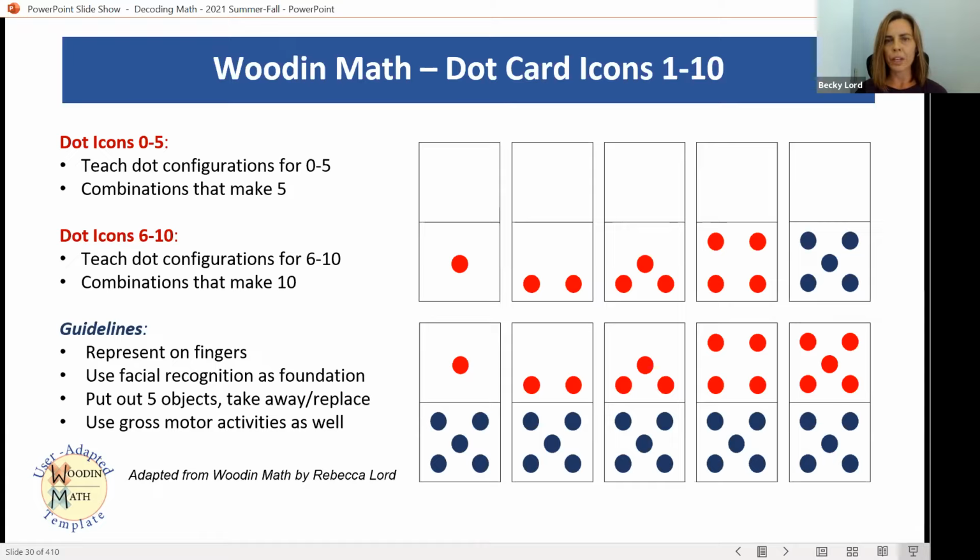So another thing that I would recommend you do with these is actually, as you hold them up, have students show you the correct number of fingers as you flash them. So as I show this, it would be 3, 2, right? 4, 1, and 5. And there's a couple of reasons for this.